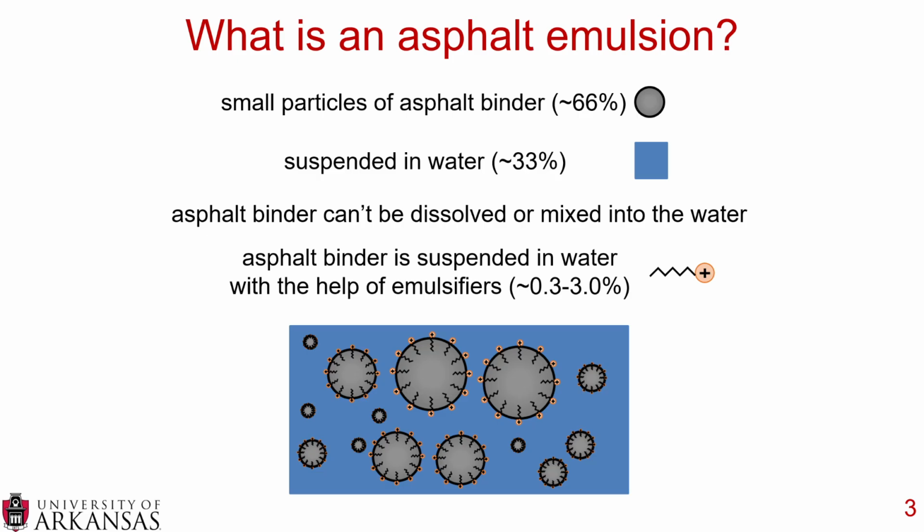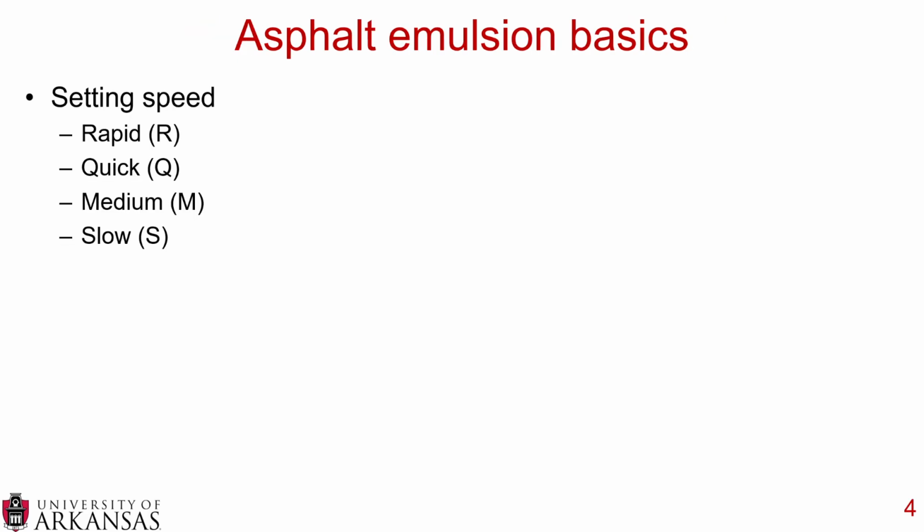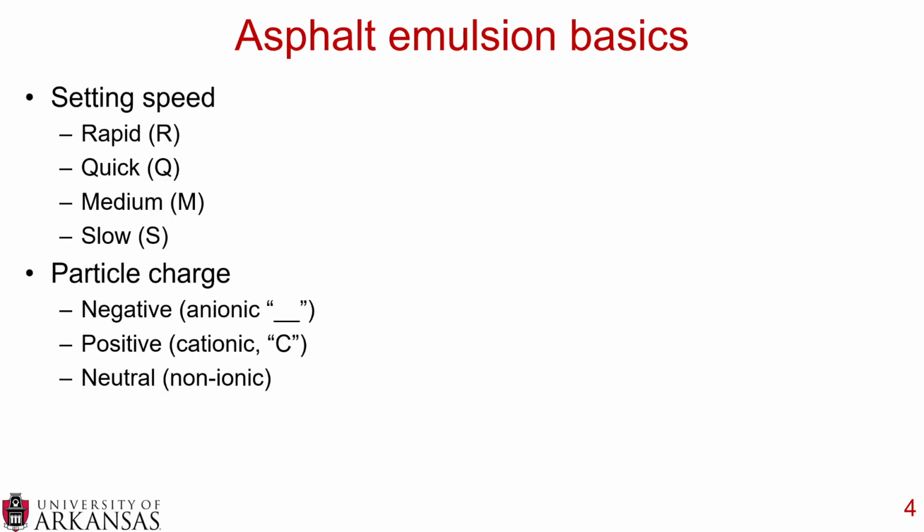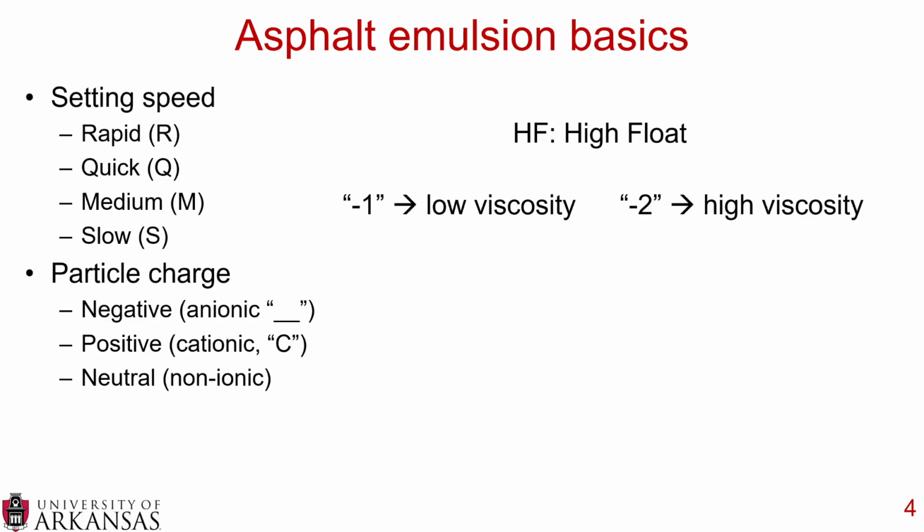So we have a nomenclature established. We have 4 setting speeds: a rapid, a quick, a medium, and a slow setting speed. We have 3 particle charges: a negative particle charge, which is anionic, which is not represented by any letter, it's simply a space; a positive particle charge, which is cationic, which is represented by a C; and neutral or non-ionic asphalt emulsions. HF stands for high float.